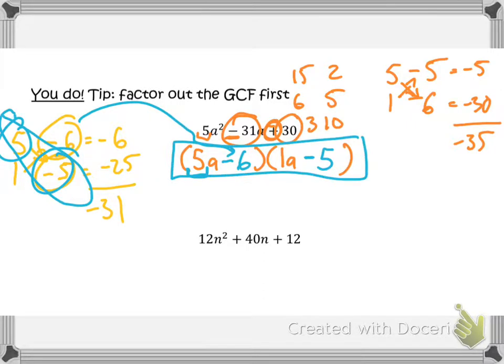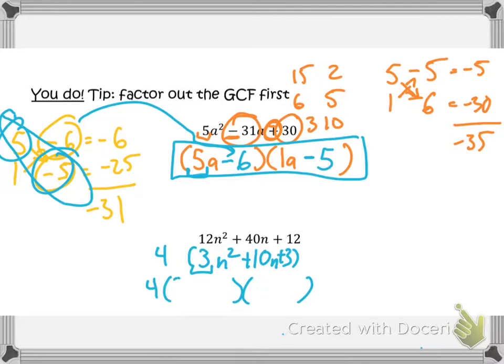Alright, and the second you do, 12n squared plus 40n plus 12. Let's go ahead and factor out a GCF. I can factor out from all three terms, I think a 4. Taking out a 4, 12 divided by 4 is 3n squared plus 10n plus 3. Alright. Now let's go ahead and start our guess and check. So we still have the 4 on the outside.